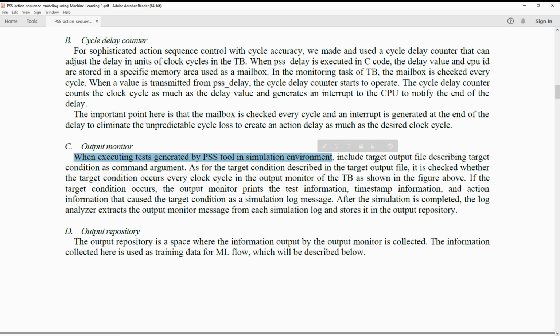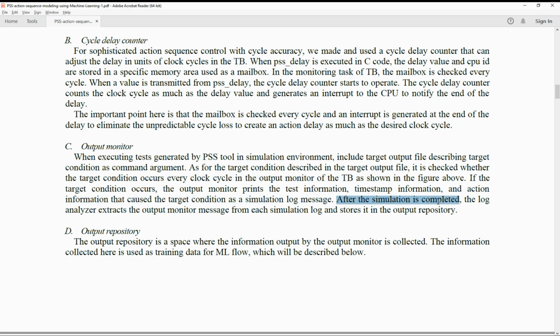C. Output monitor. When executing tests generated by the PSS tool in the simulation environment, include the target output file describing the target condition as a command argument. As for the target condition described in the target output file, it is checked whether the target condition occurs every clock cycle, and the output monitor of the TB as shown in the figure above. If the target condition occurs, the output monitor prints the test information, time step information, and action information that codes the target condition as a simulation log message.